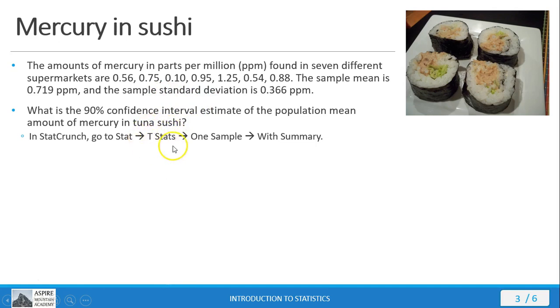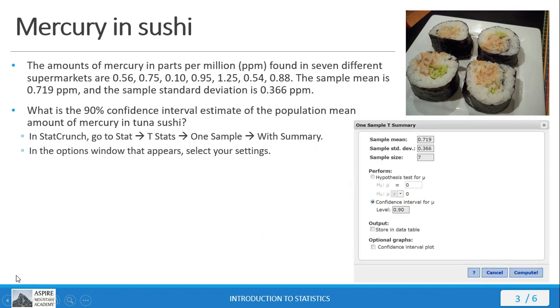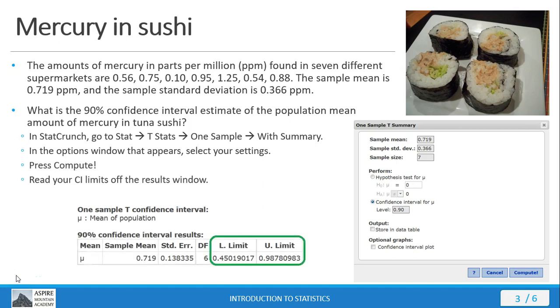So we're going to select t-stats. One sample because we just have the one sample here. With summary because we can just use the summary stats here to get our final solution. So in the options window that comes up, we're going to go ahead and select our settings. Notice we put in the mean, the standard deviation, and the size of the sample, and then a 90% confidence level under that confidence interval. Press compute, out comes our results, and the limits of our confidence interval are there at the end of that table. So it really is just that easy.